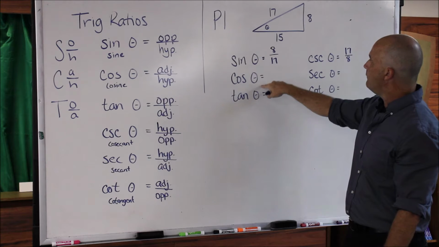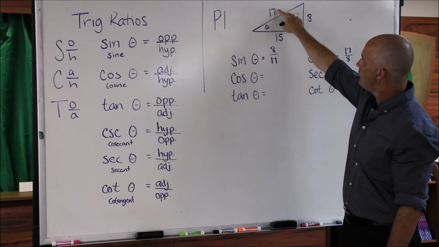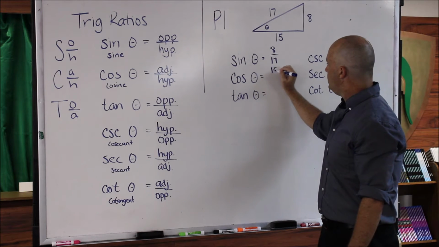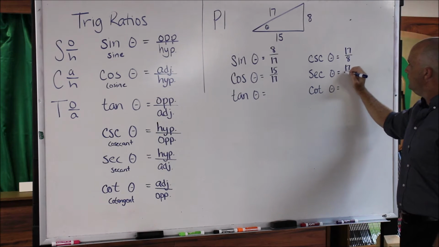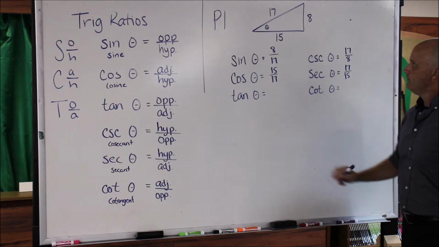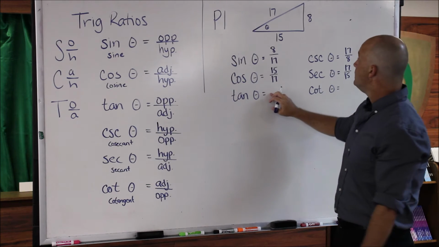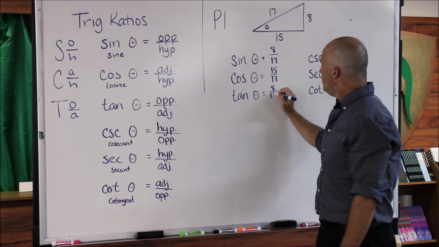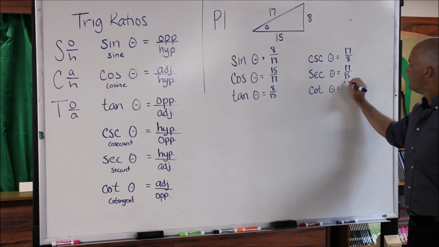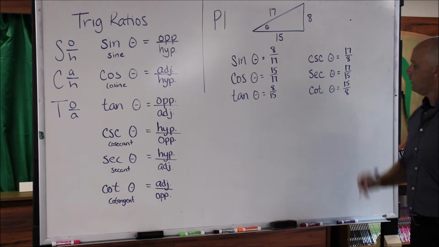To find the cosine of theta, we're going to go adjacent over hypotenuse, so 15 over 17. To then find the secant, we go 17 over 15. And then finally for the tangent, opposite over adjacent, so 8 over 15. And then to find the cotangent, that's going to give us 15 over 8.